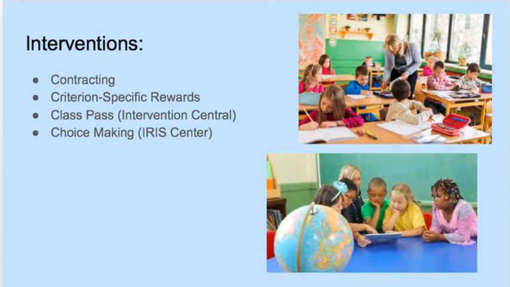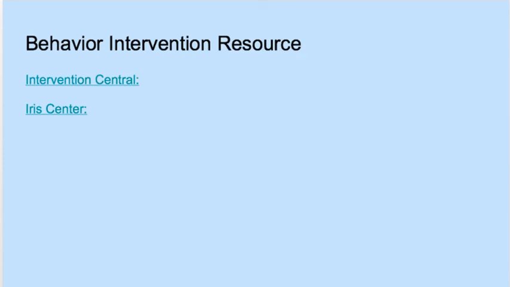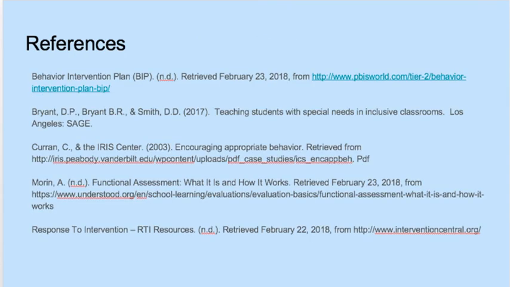And then choice making. This intervention I got from the Iris Center, and I think this could be really useful for many students. It gives these students the ability to take ownership of their own work by getting a chance to make choices, and these choices can be given as reward for good behavior as well. I have put here two great resources that I actually just mentioned before, the Intervention Central and Iris Center. They both describe excellent behavioral interventions that we can implement in the classroom in order to see student progression of behavior. And here are my references.